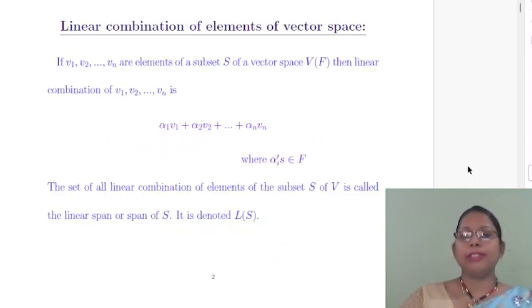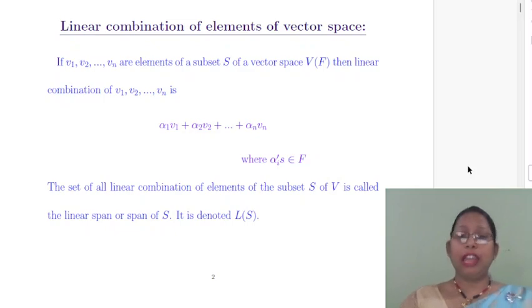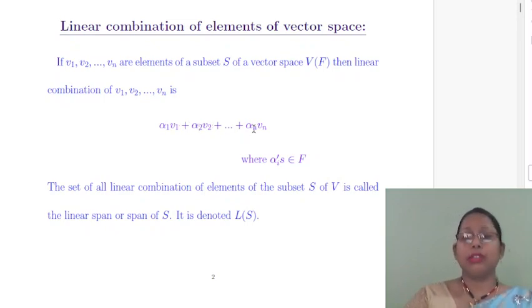Today we will discuss linear combination. If v1, v2, up to vn are elements of a subset S of a vector space V over the field F, then the linear combination is given as alpha 1 v1 plus alpha 2 v2 plus up to alpha n vn. These alpha i's belong to the field F. The set of all linear combinations of the elements of the subset S of V is called the linear span of S. It is denoted by L of S.